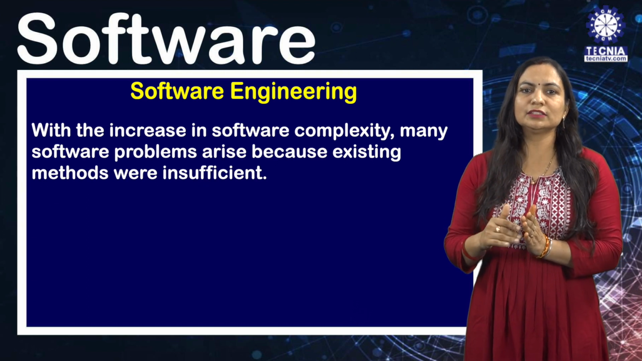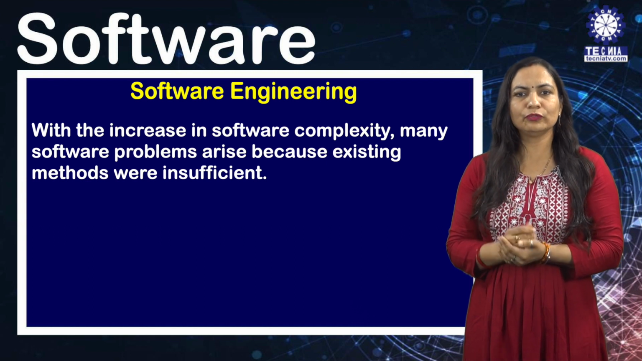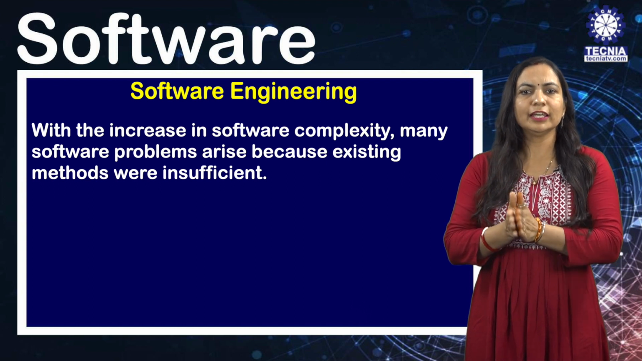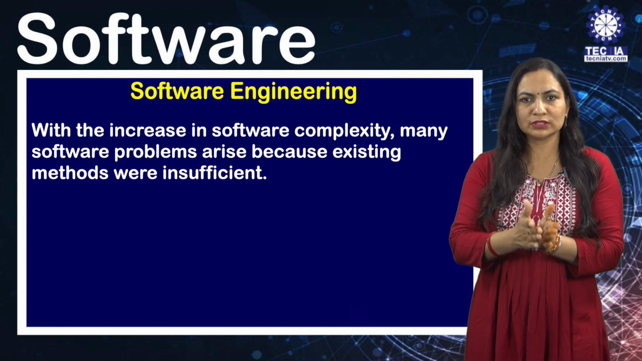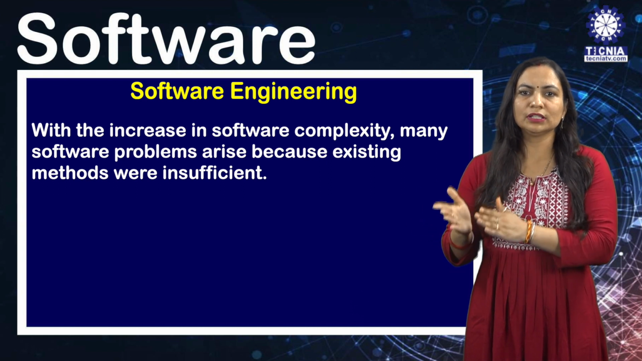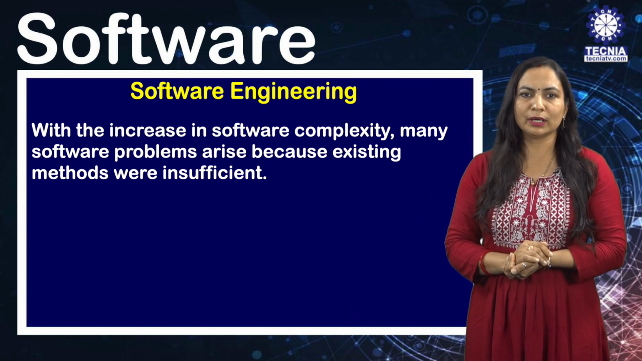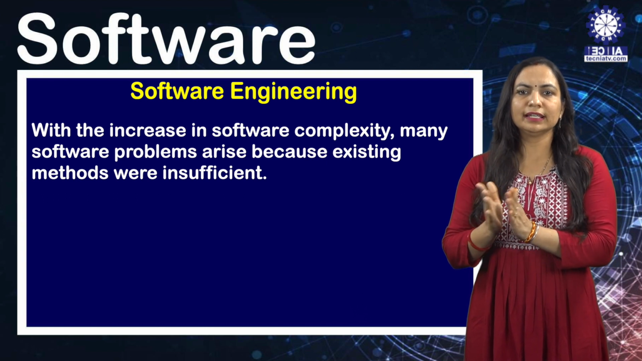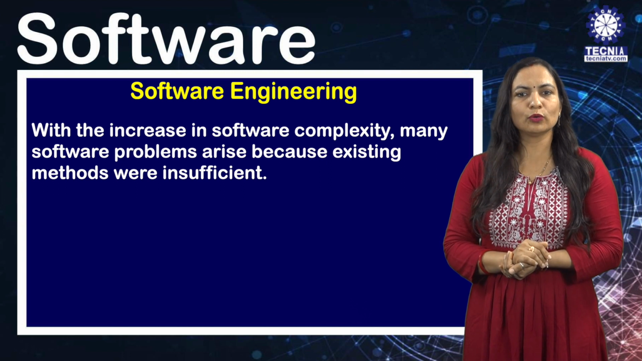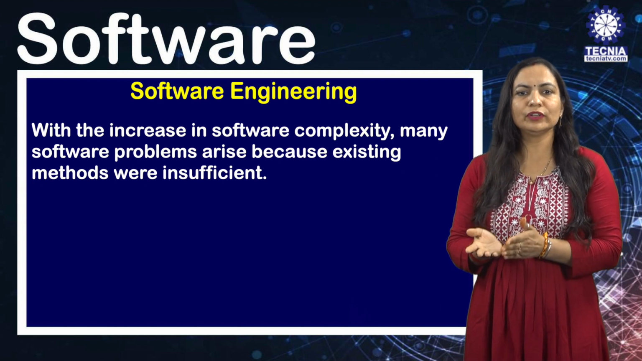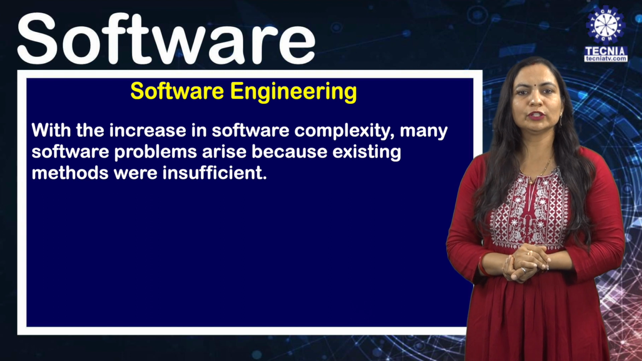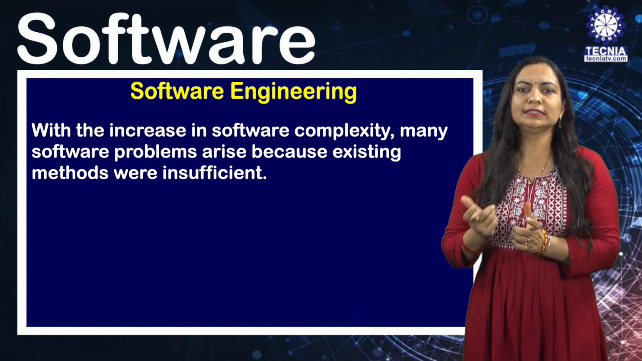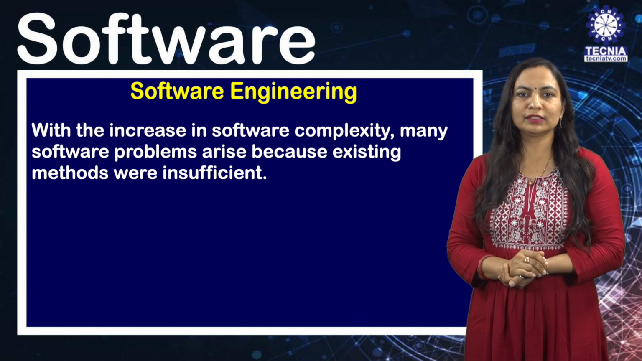With the increase in software complexity, many software problems arise because existing methods were not sufficient. If we use the same workforce, same methods and same tools after the fast increase in software demand, software complexity and software challenges, then some problems arise like software budget problems, software efficiency problems, software quality problems, and software management and delivery problems. This condition is known as software crisis.